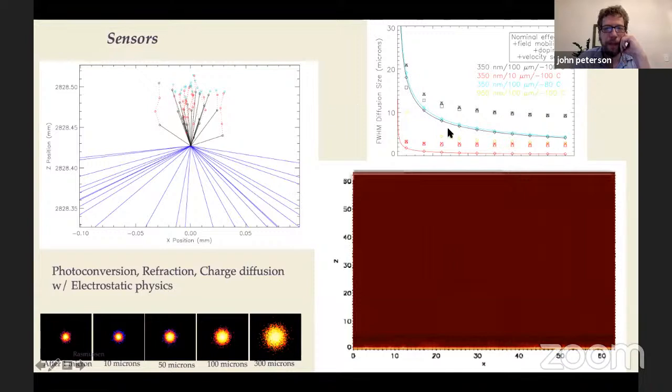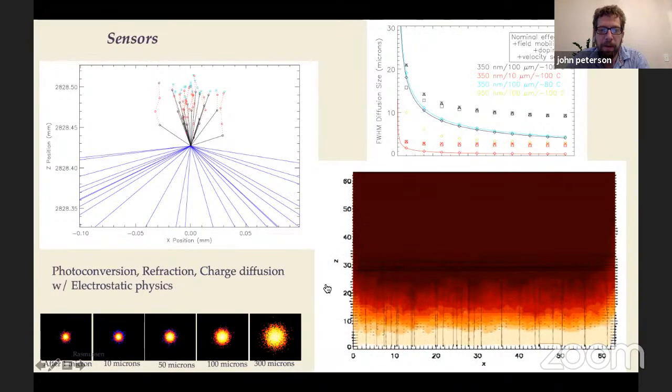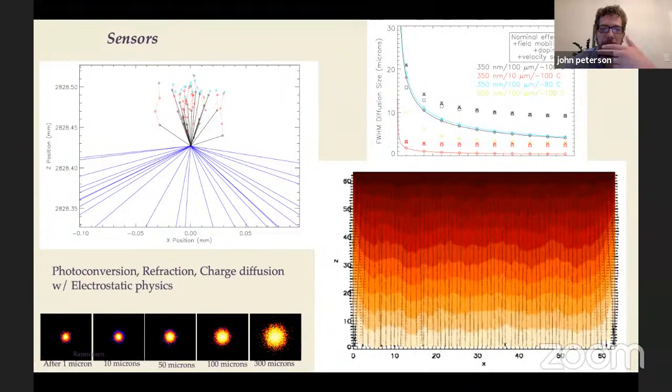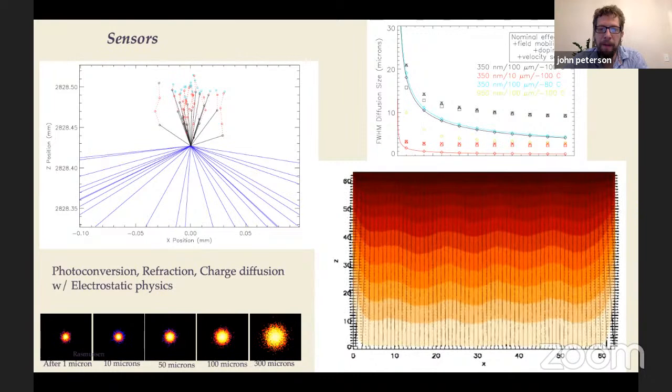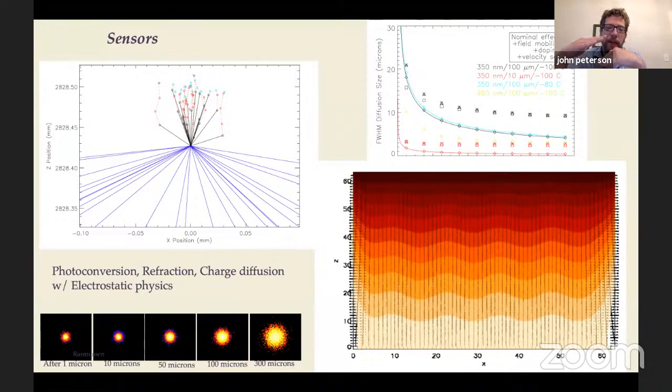You can predict that, depends on the voltage you apply across, of course, and many other things. But we've been increasingly interested in the details. This is a simulation of the electric field profile, a 2D slice of a CCD, and the colors are the electrostatic potential. Ideally, you try to make a perfect vertical field from the top to the bottom of the sensor.